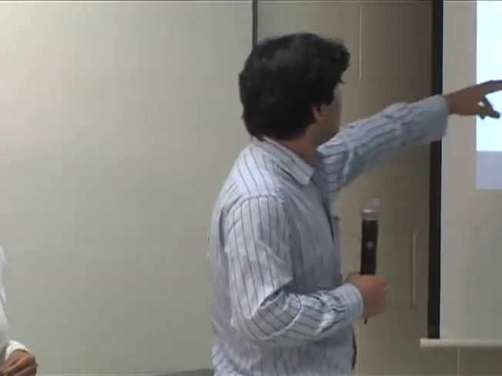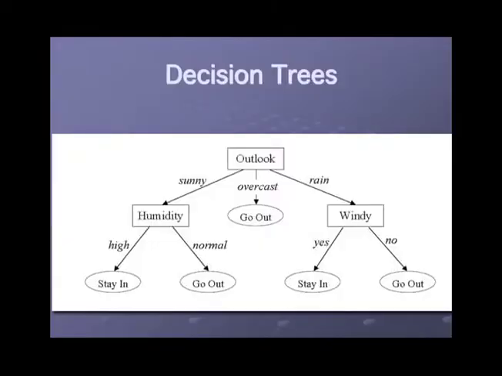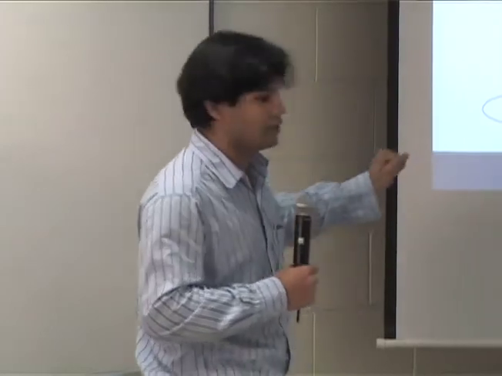Okay, here we have a simple logic example. We have outlook. If it is sunny, we have 2 more questions. If it is rainy, we have 2 more questions. If it's overcast, that's optimal, you can go out. If it is sunny, then again we check humidity. If it's high humidity, you stay in. If it's normal, you go out. So in this way, you can predict whether you're going to stay in or go out depending on the weather information.